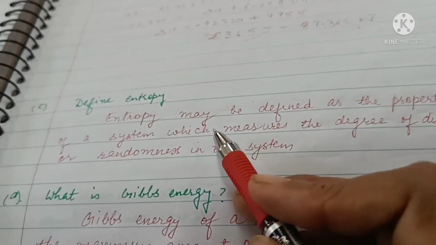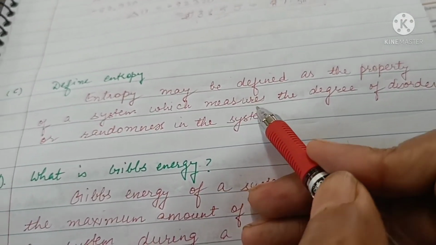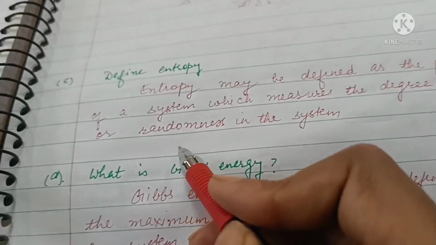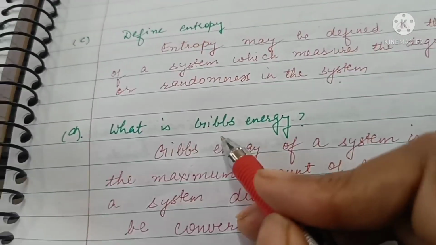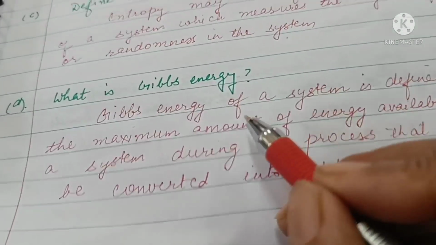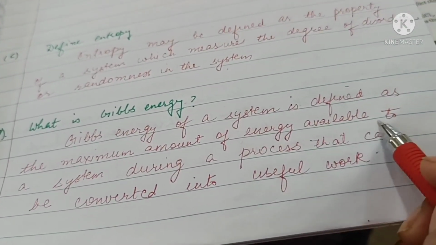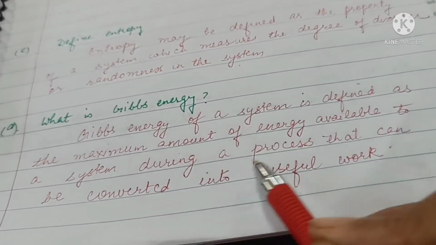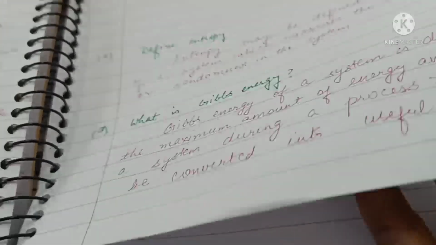Define entropy. Entropy may be defined as the property of a system which measures the degree of disorder or randomness in the system. What is Gibbs energy? Gibbs energy of a system is defined as the maximum amount of energy available to a system during a process that can be converted into useful work.